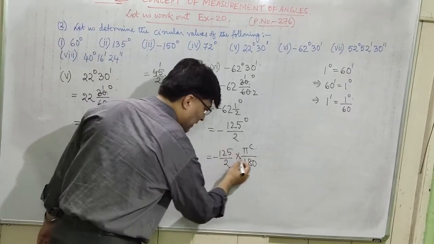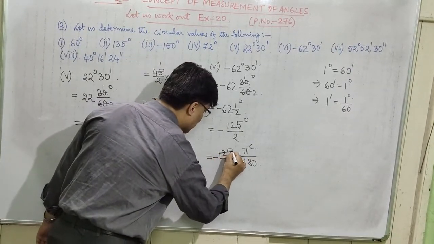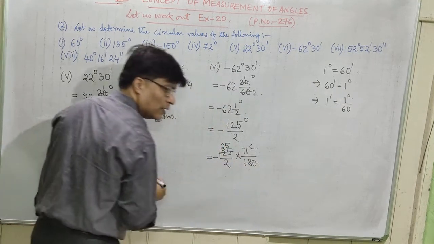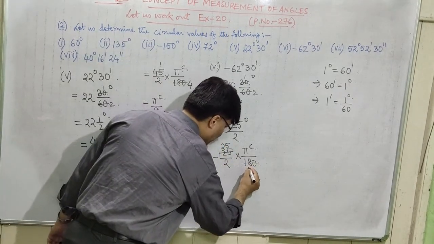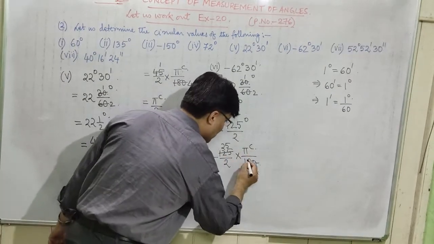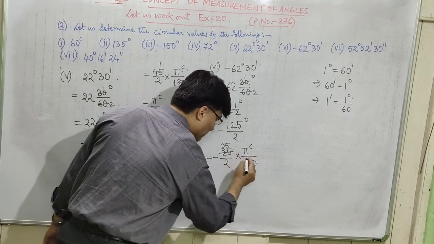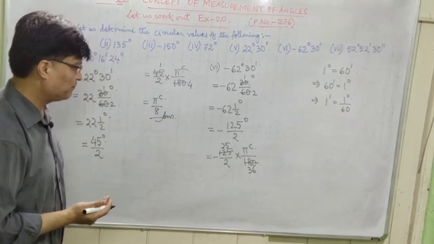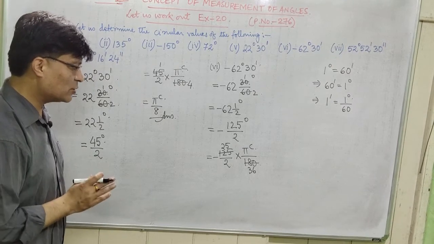So you can cancel here. It can be cancelled by 5. This is 5 2s are 10, 5 5s are 25. This is 5 3s are 15. 18 minus 15 is 3, 30. 30, that is 5 6s are 30, isn't it? 5 6s are 30. Is that clear to all of you?